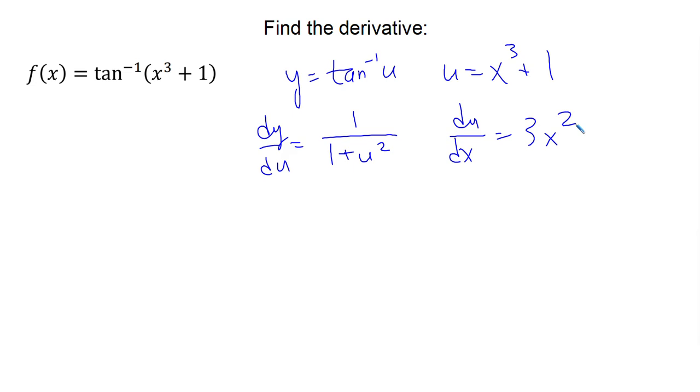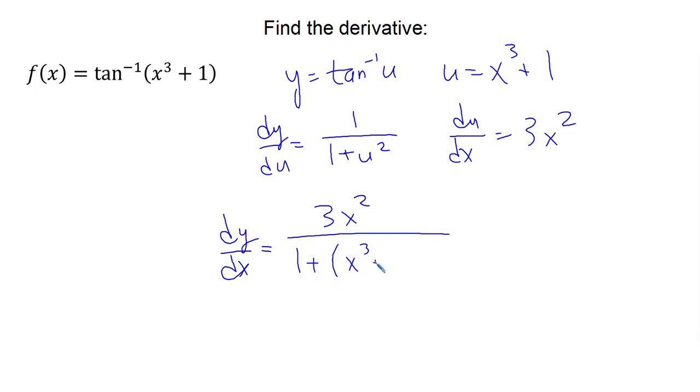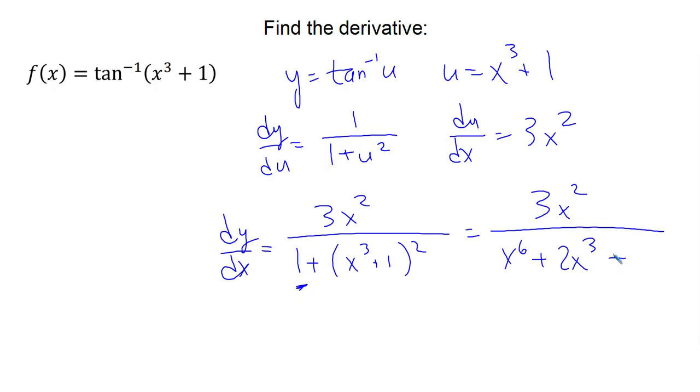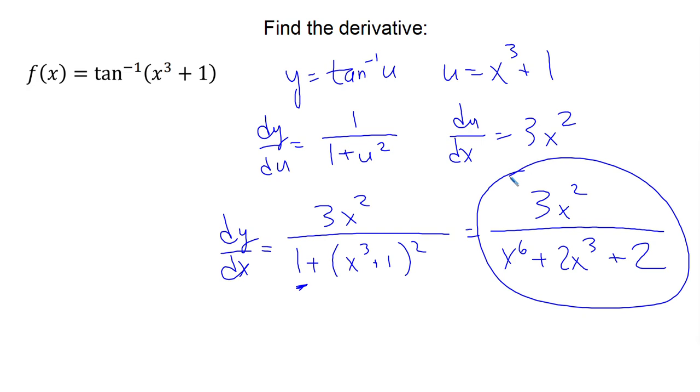Right? And so when we plug these in together for dy/dx, we're just multiplying the two of them together. We end up with 3x squared over 1 plus (x cubed plus 1) squared. And if we simplify that out, the denominator, (x cubed plus 1) squared, is going to be x to the 6th plus 2x cubed plus 1. And then we have another 1 to add to that, so that should give us a plus 2. And that should be our final answer.